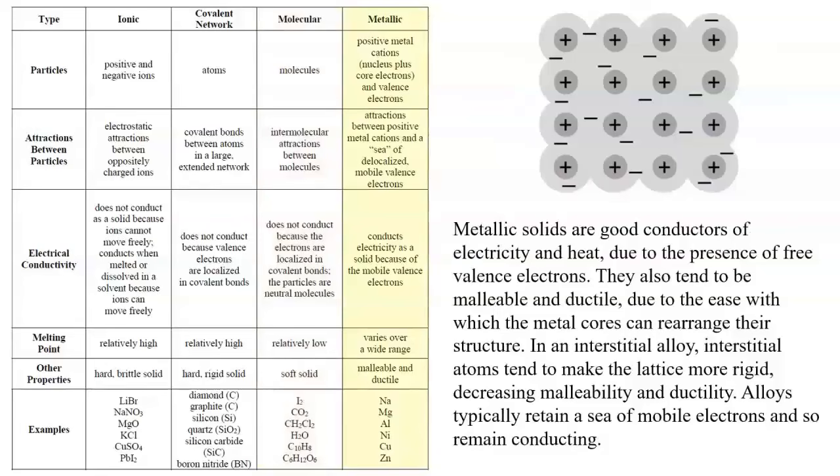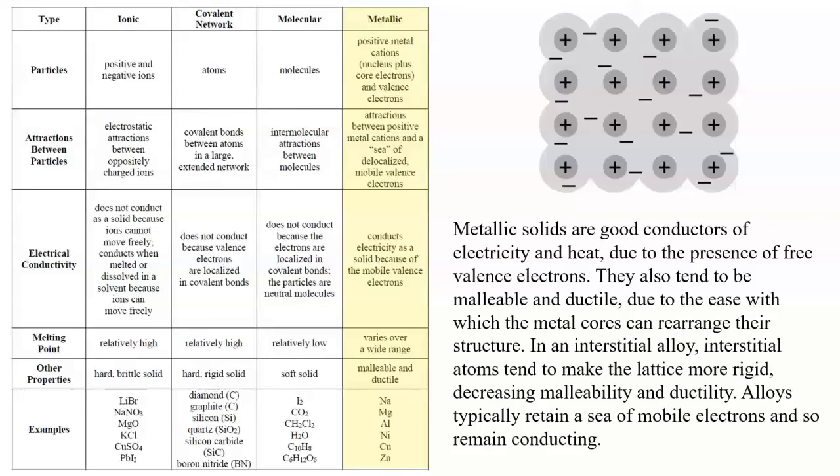Lastly, metallic solids. The particles are positive metal cations, the nucleus plus the core electrons, and then the valence electrons, which we know are mobile and can move. As far as attractions between particles, it would be attractions between these positive metal cations and the sea of delocalized, mobile valence electrons. They do conduct electricity as a solid because of the mobile valence electrons. The melting points vary over a wide range, so maybe low or high, but there's no general value.